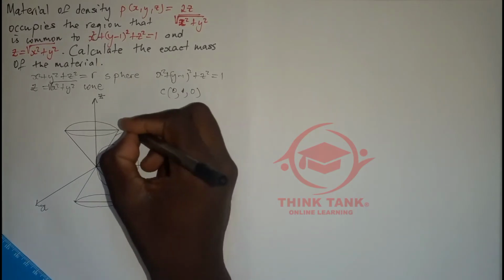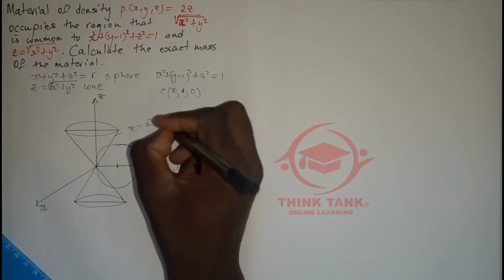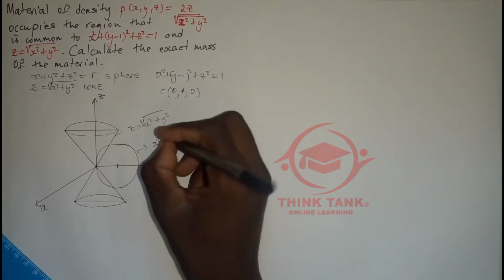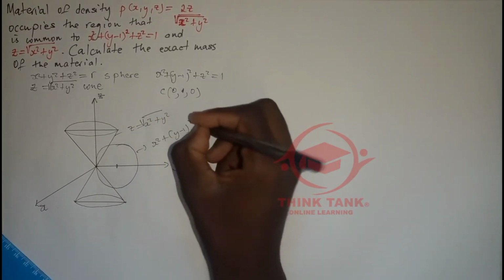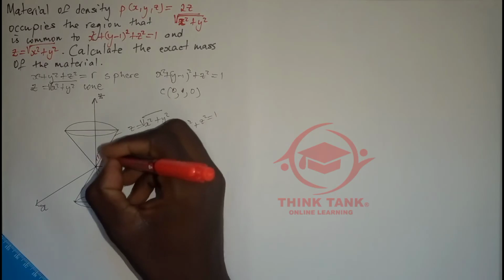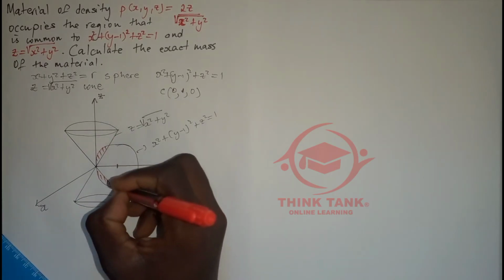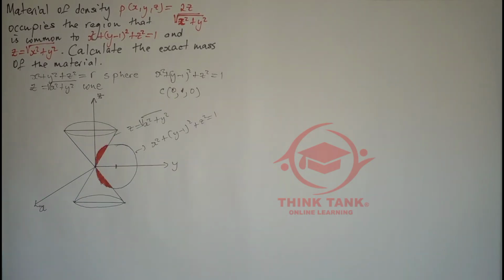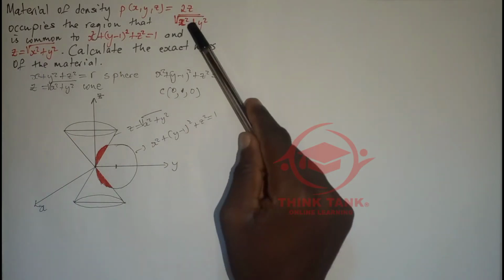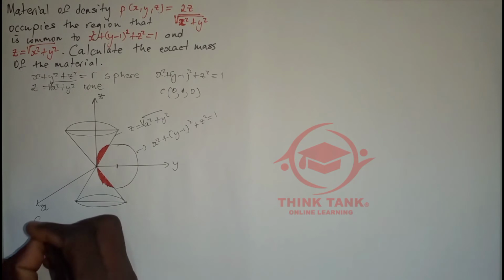So this equation is z equals the square root of x squared plus y squared, and this one is x squared plus (y minus 1) squared plus z squared equals 1. The region that is common, let's shade it. This one is going to be the common region. We need to find the limits. Since we have the square root of x squared plus y squared in our density, we're going to use cylindrical coordinates.